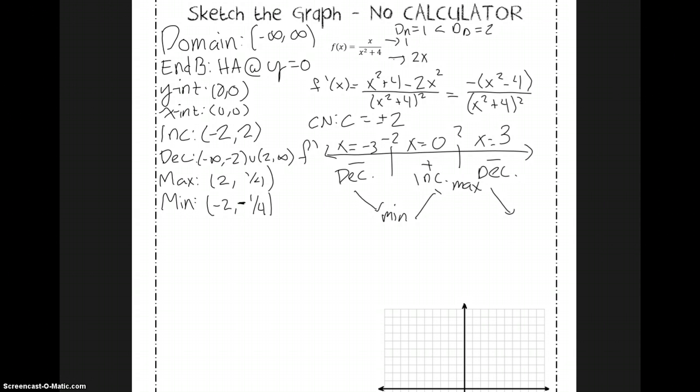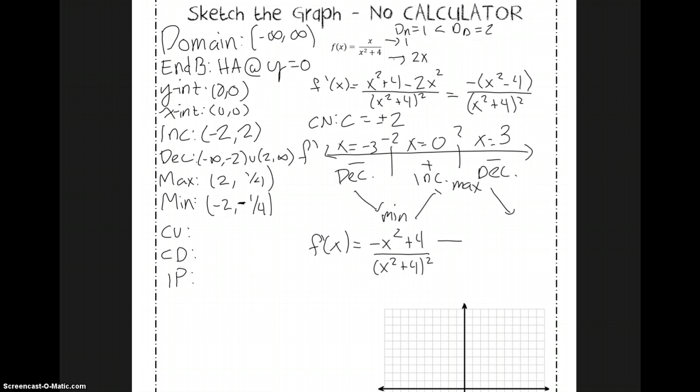Okay, now I need to figure out where is my graph concave up, where's my graph concave down, and do I have any inflection points? And that's a second derivative test. So I will rewrite my first derivative, and I'm going to write it with that negative distributed, so negative x squared plus 4, all over my denominator. Let's leave that x squared plus 4 quantity squared.